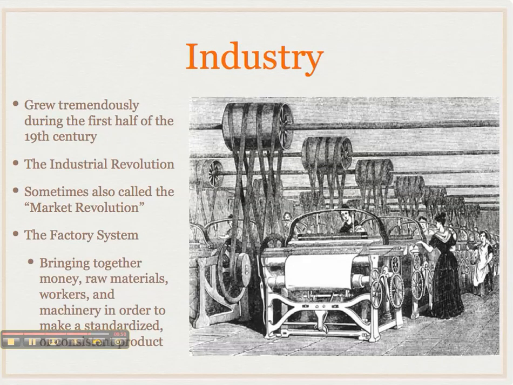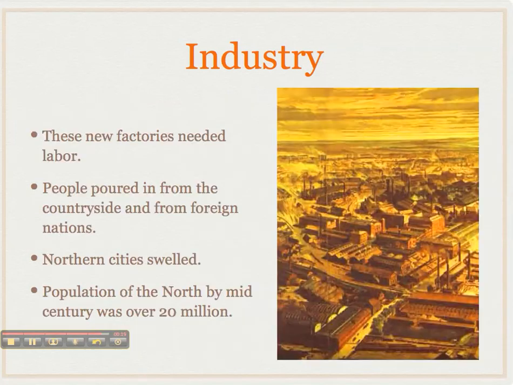Industry in the North. This is really a focus here as we close the first of two videos. Industry grew tremendously in the first half of the 19th century. That's what really changes the North. We talked about the Industrial Revolution in an earlier video, sometimes called the Market Revolution. Now everything people were buying was made in a factory somewhere, increasingly as the century wore on. Again, that factory system brought together money, raw materials, workers, everything in one place to make a consistent product instead of a handmade product that varies from person to person.